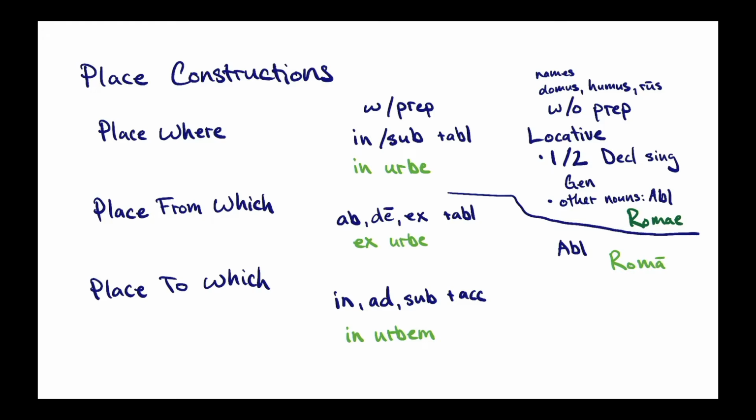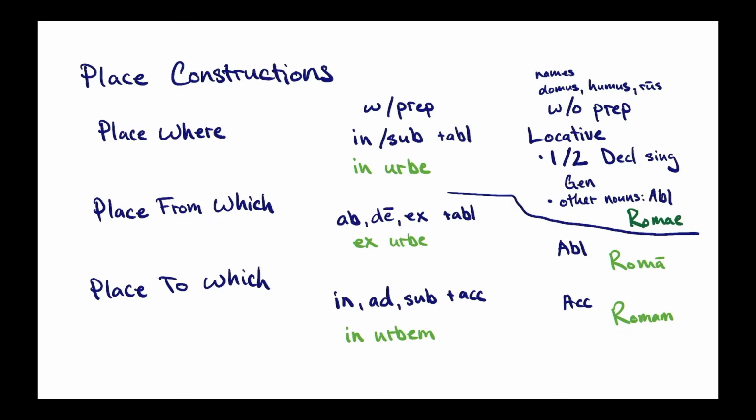So note the difference here. In urbem is not just in the city, it's into the city, going toward. And again, it follows then on the right side there, that right column that has our proper names, we also just use the accusative case. And for the same example, if I want to talk about going into Rome or toward Rome, I'm going to use Romam. So these are place constructions.